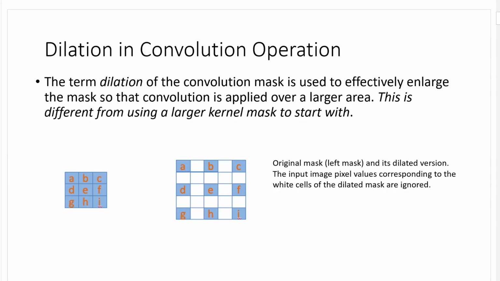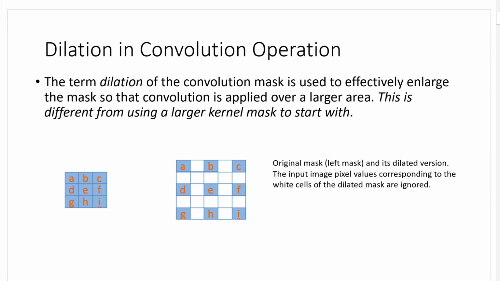Another term that you will come across in convolution operation is dilation. The term dilation of the convolution mask is used to effectively enlarge the mask so that convolution is applied over a larger area. Now this is different from using a larger or bigger kernel mask to start with. To understand the difference between using a larger mask and using dilation to effectively enlarge the mask, let's look at the picture shown here. The left-hand image consisting of A, B, C, D, E, F, G, H, I is a 3x3 mask of original size.